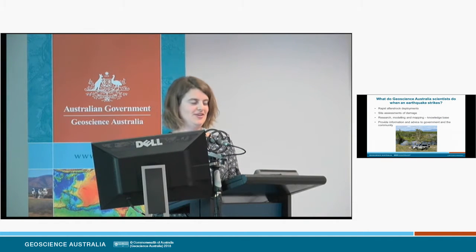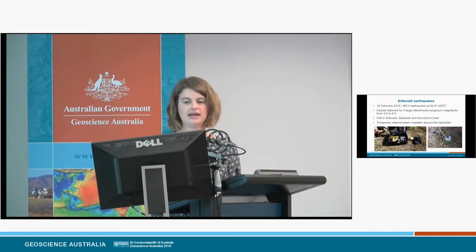So, what do Geoscience Australia's scientists do when an earthquake strikes? Well, we do several things. We go out into the field and deploy rapid aftershock kits around the earthquake epicentre. We do site assessments of the damage. We do research, modelling and mapping to provide a knowledge base of earthquake history around Australia and provide advice and information to the government and the community.